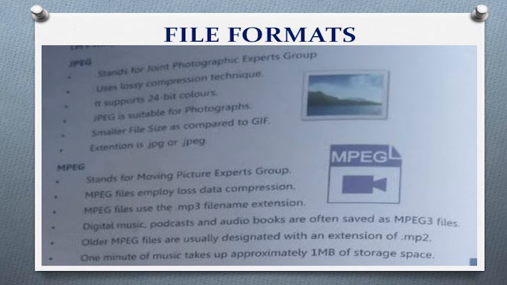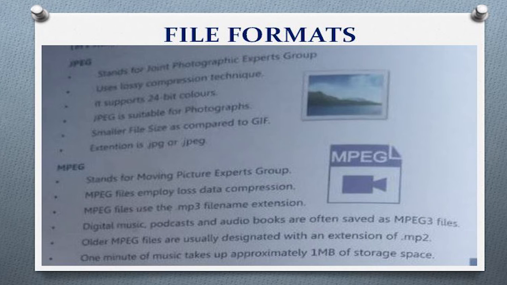Next one is file formats. First one, JPEG, stands for Joint Photographic Experts Group. It uses a lossy compression technique. It supports 24-bit colors. JPEG is suitable for photographs. Similarly, its file size is small as compared to GIF. The extension of JPEG is .jpg or .jpeg. If your photo is there, its format will be .jpg.